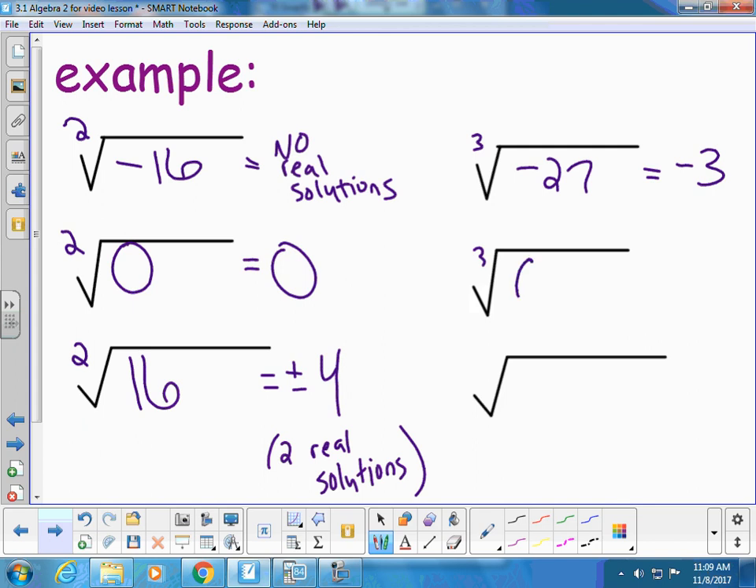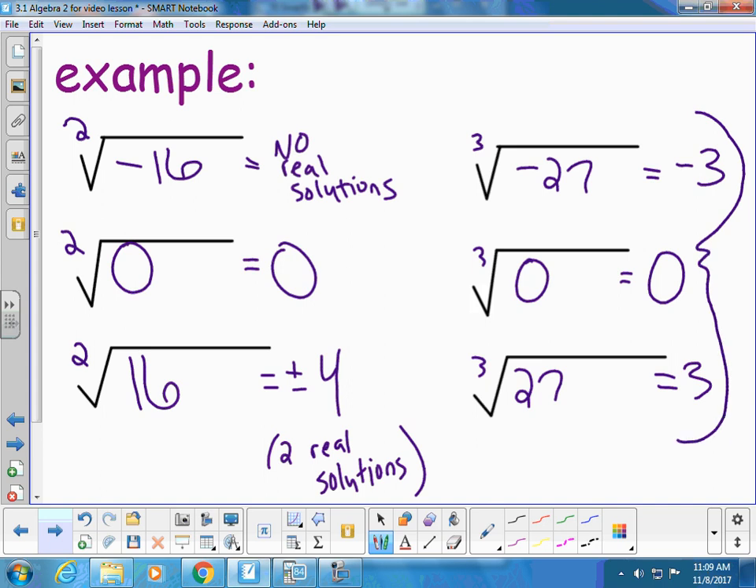The cube root of 0 would be 0, which is one solution. And the cube root of 27 would be 3. So all three of these have one real solution. One real solution is what this is trying to write over there. I'm right at the edge of my board. It's supposed to say one real solution for all three of those. Okay? I'm not going to write very well. One real solution.